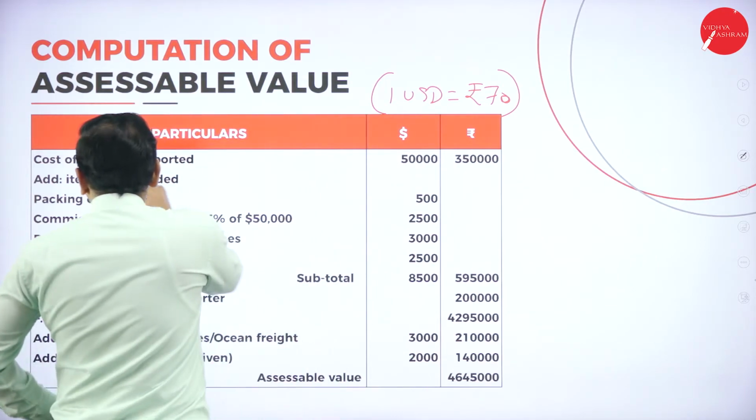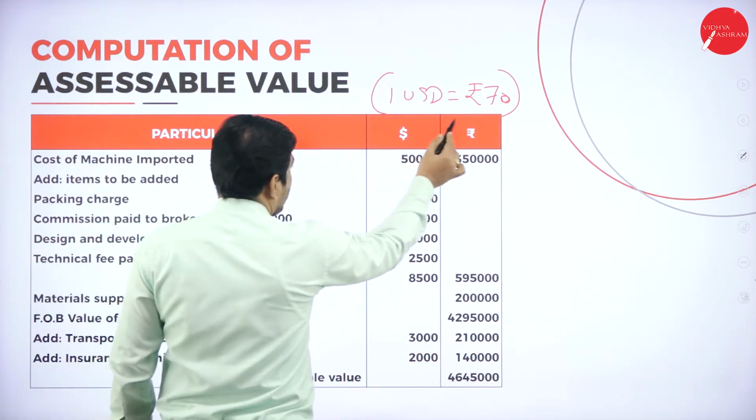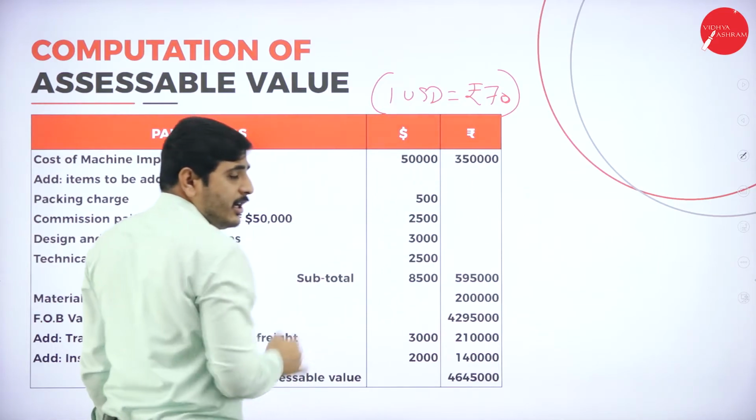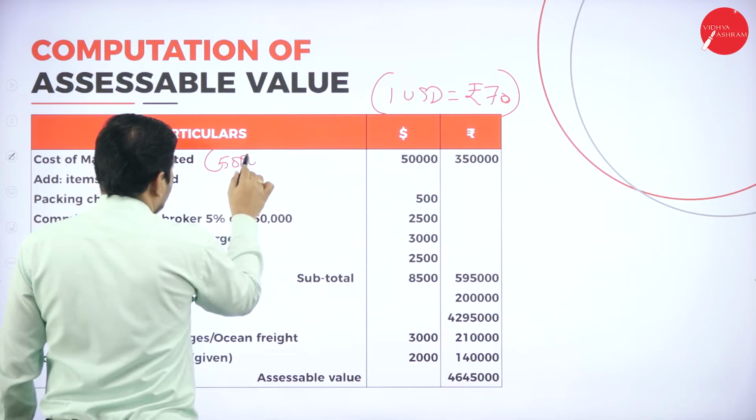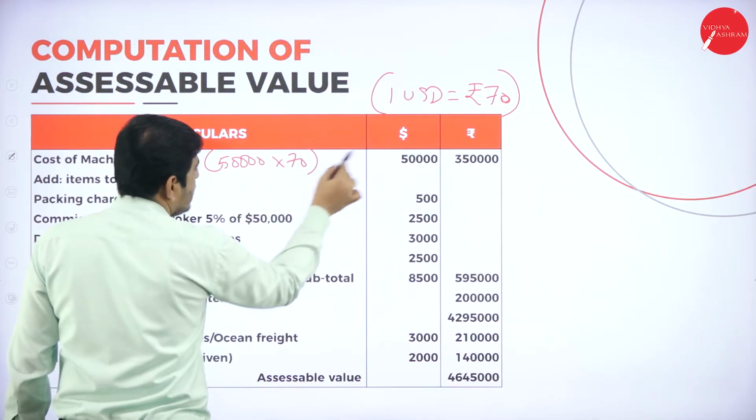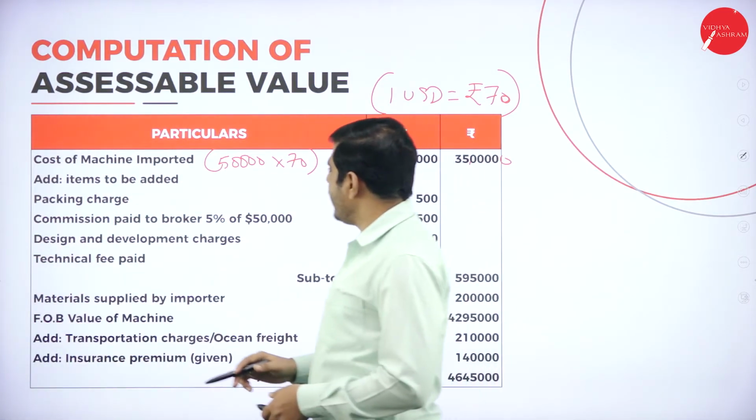Next point, the cost of the machine is in American dollars; we have to convert this to Indian rupees. So what is the amount of 50,000 into 70 rupees? It is 35 lakh.